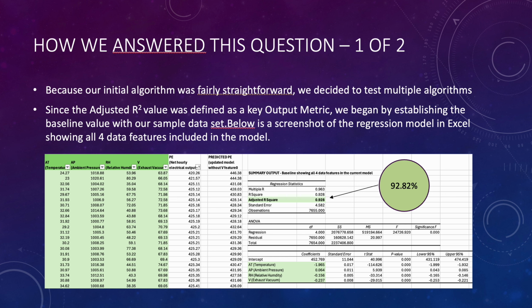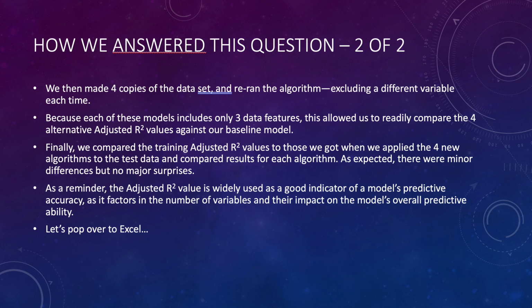We then made 4 copies of the data set and readjusted the algorithm, reran it, and excluded a different data variable each time. Because each of these 4 new models includes only 3 data features, this allowed us to compare these against the baseline model adjusted R-squared values. And then once we were done with that, we actually ran those 4 algorithms again on the test data so that we could compare the validation results and the test data results for each of the 4 new algorithms.